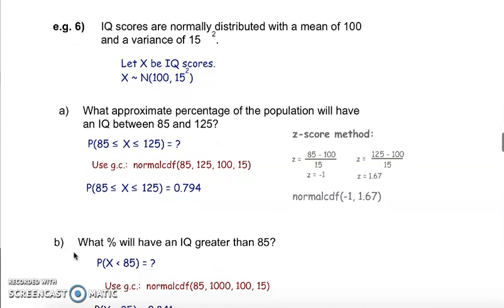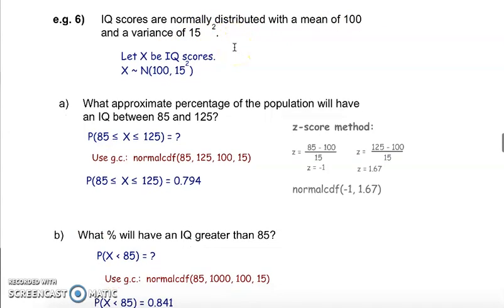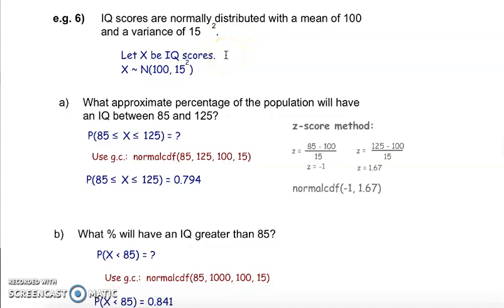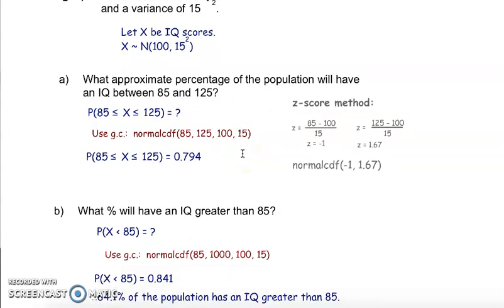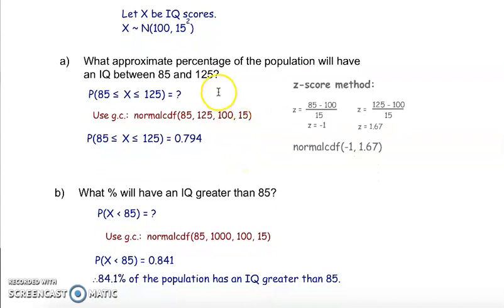Moving on. So IQ scores, example 6. IQ scores are normally distributed with a mean of 100 and a variance of 15 squared. Sorry about the typesetting here. So we can let x represent IQ scores, and then x belongs to a normal distribution with a mean of 100 and a variance of 15 squared. So that means the standard deviation is 15. So what approximate percentage of the population will have an IQ between 85 and 125?